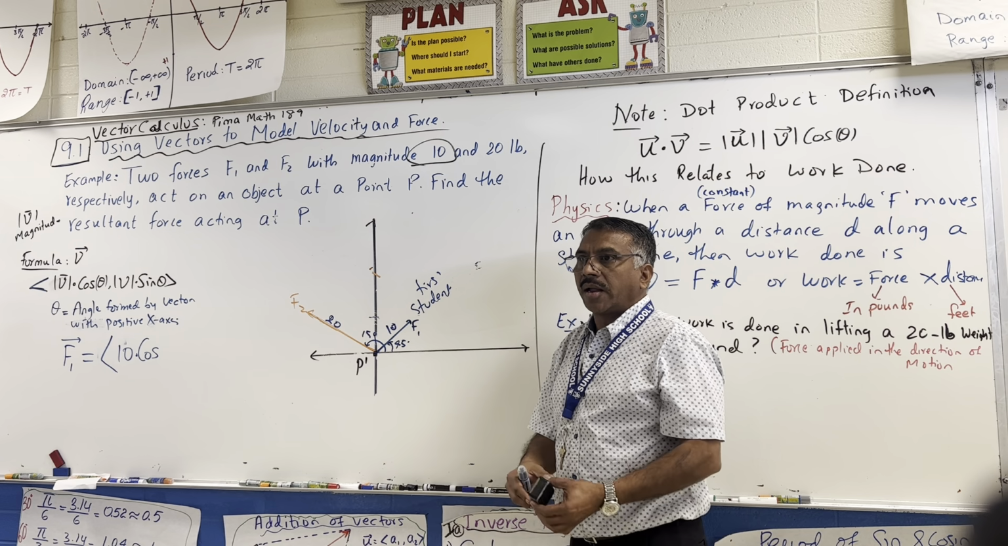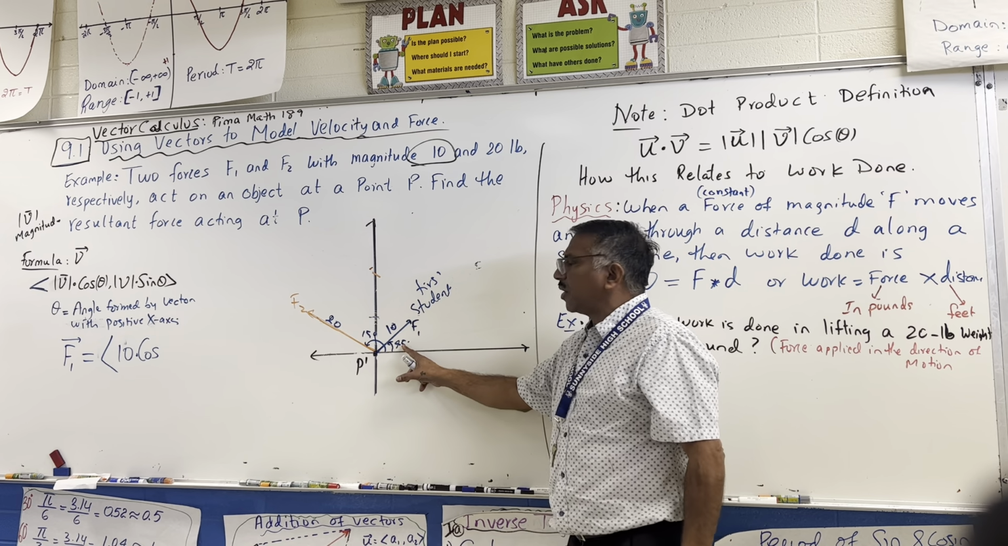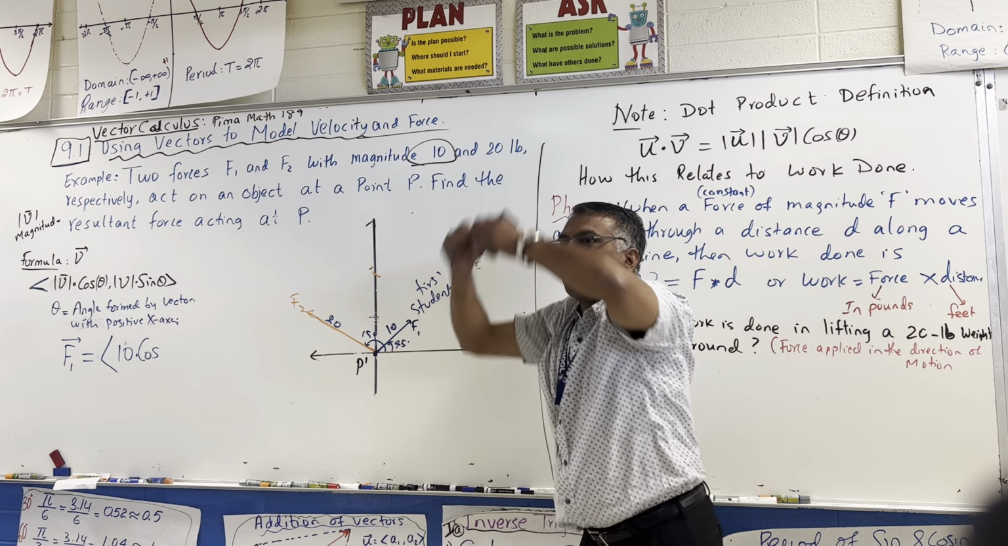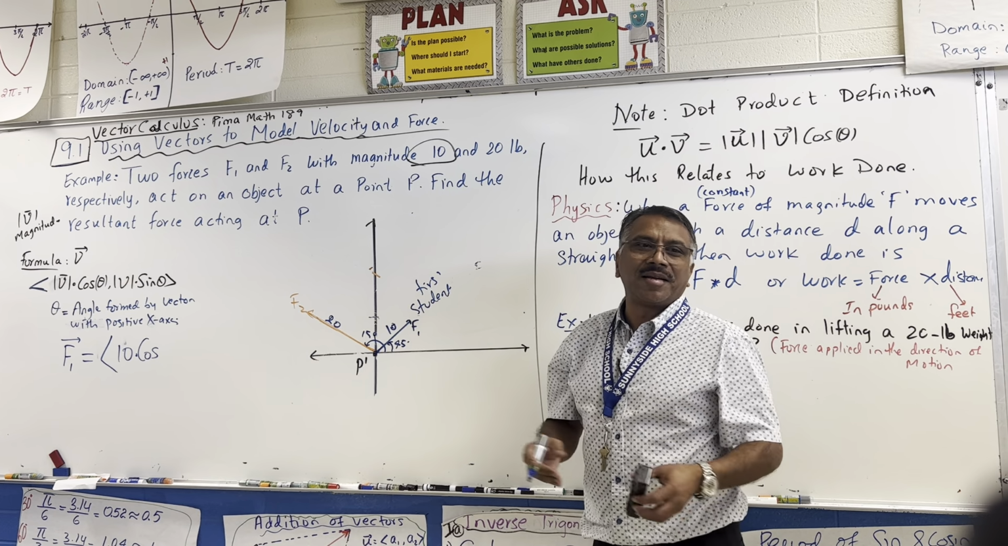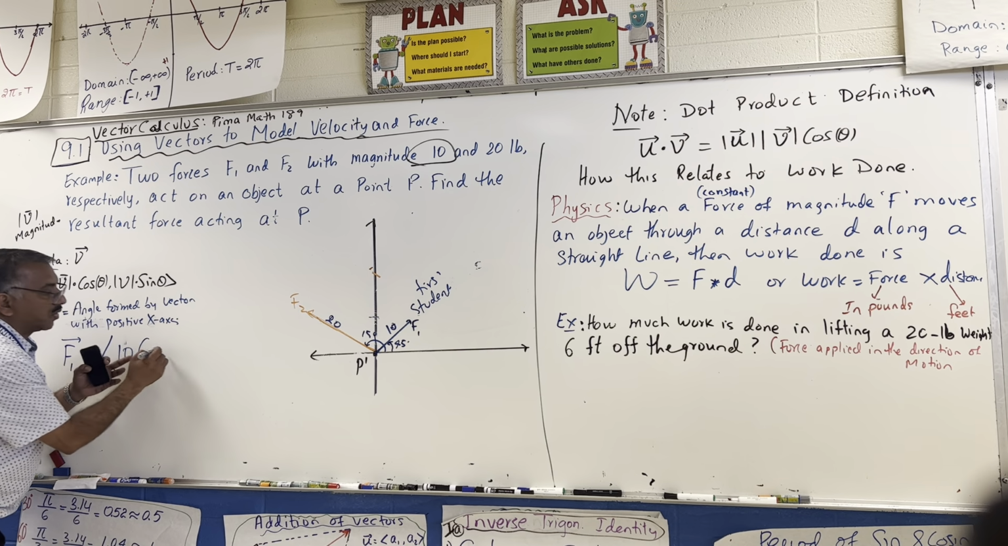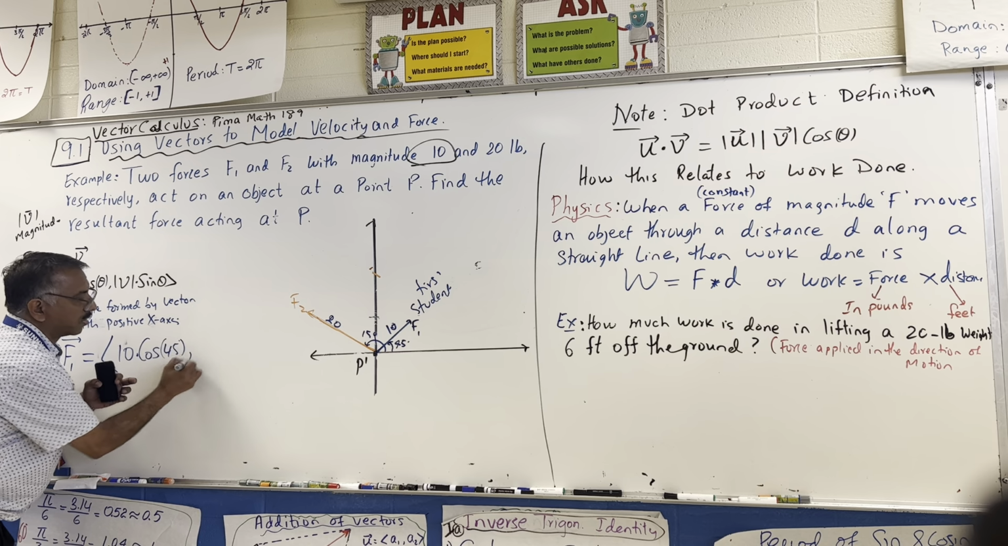You cannot question why. They could have given this as 32, whatever, or maybe pushing up like this, 70, 80 degrees. So my question is, did you understand why it is 10 cosine of 45? Yes or no? Did you get this?